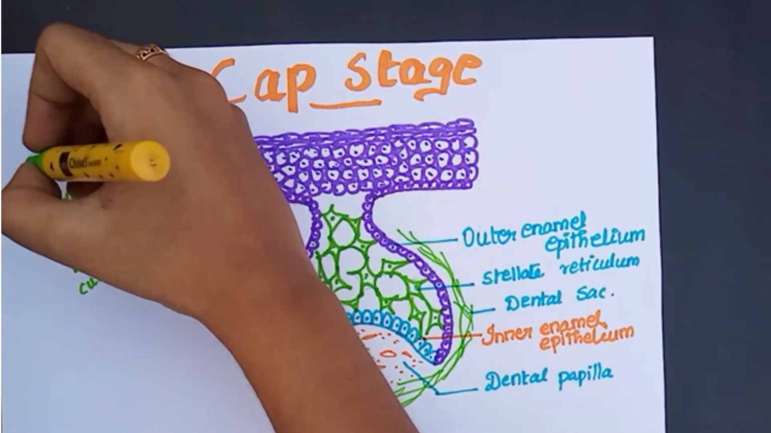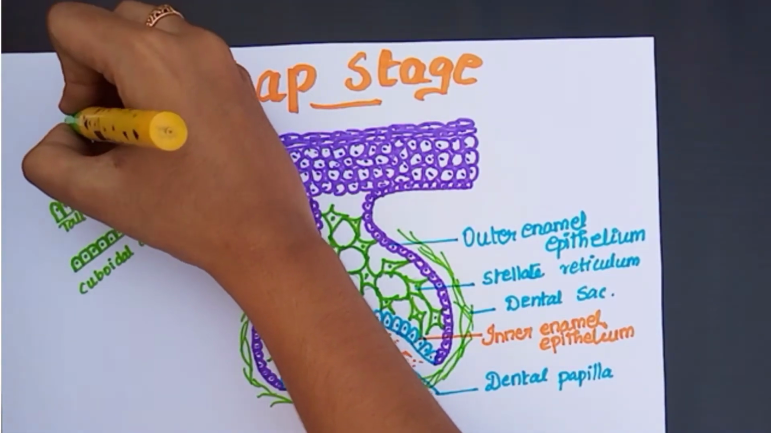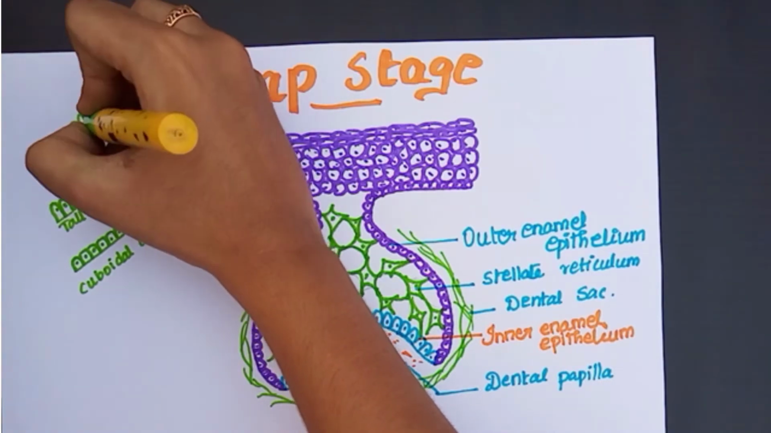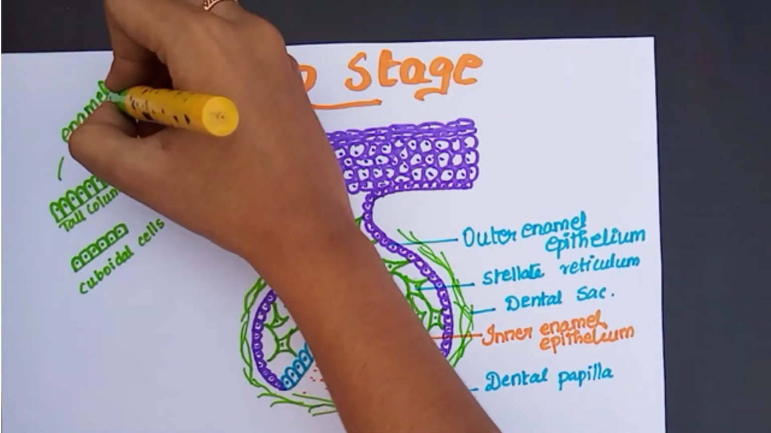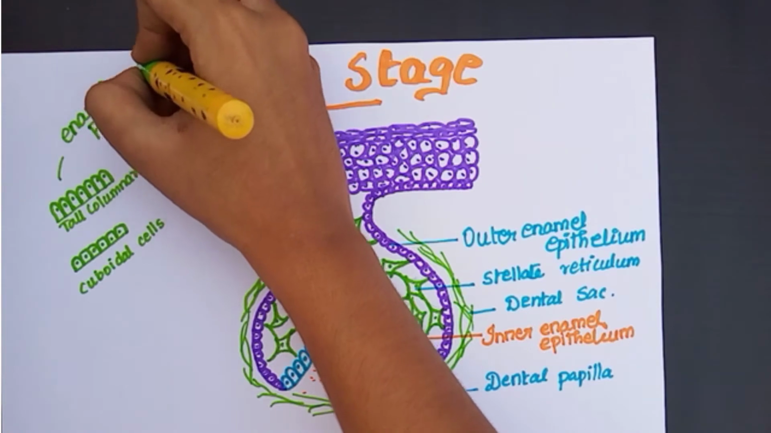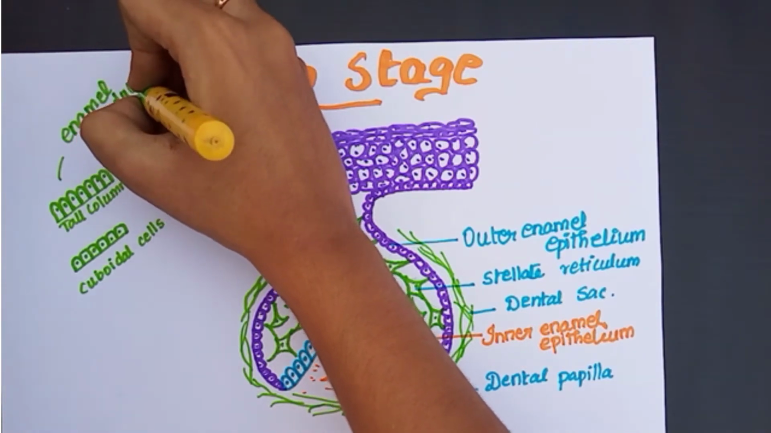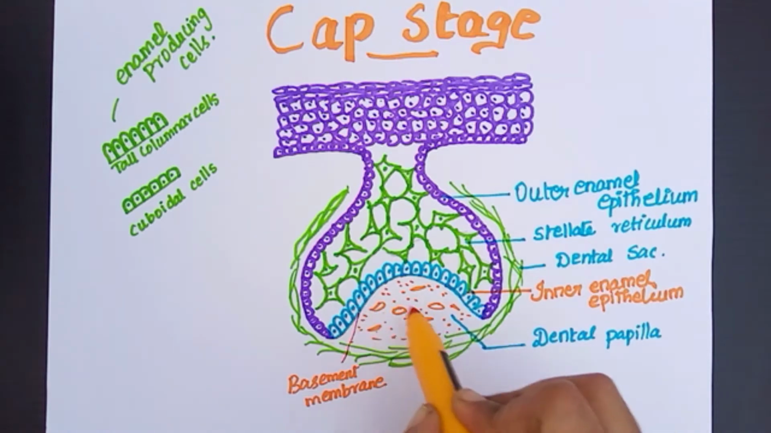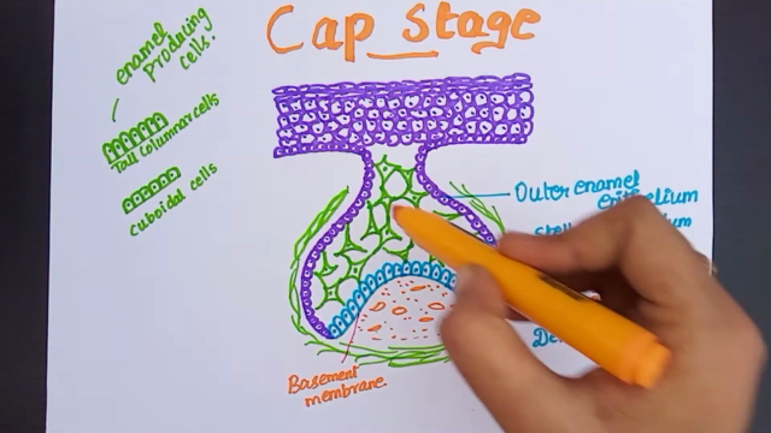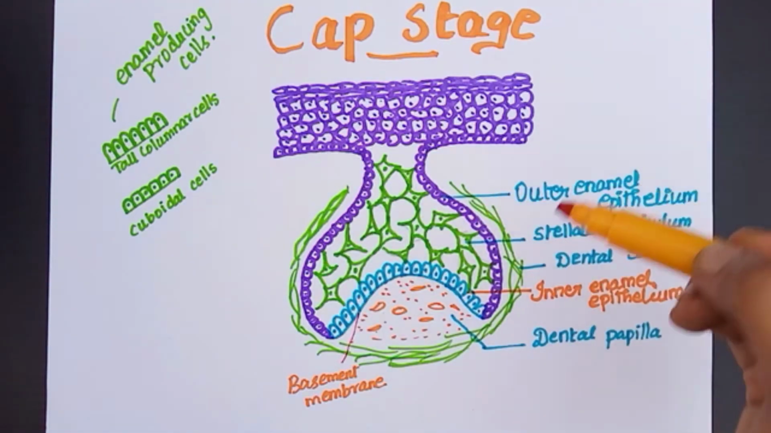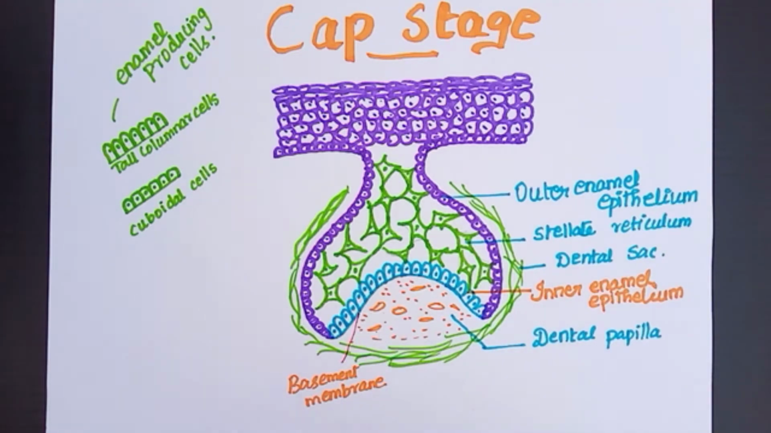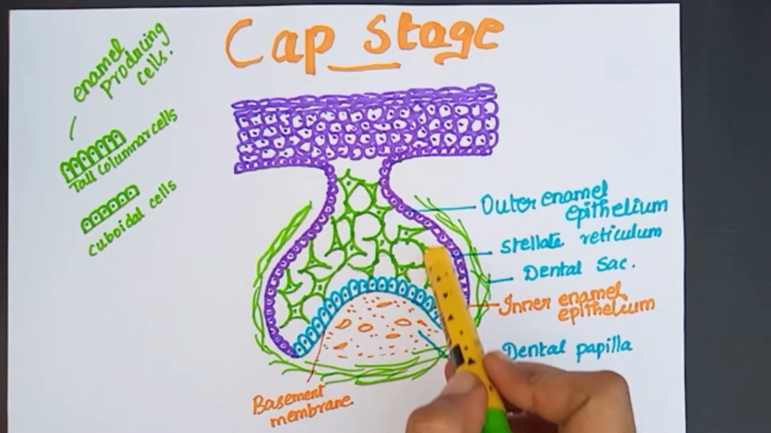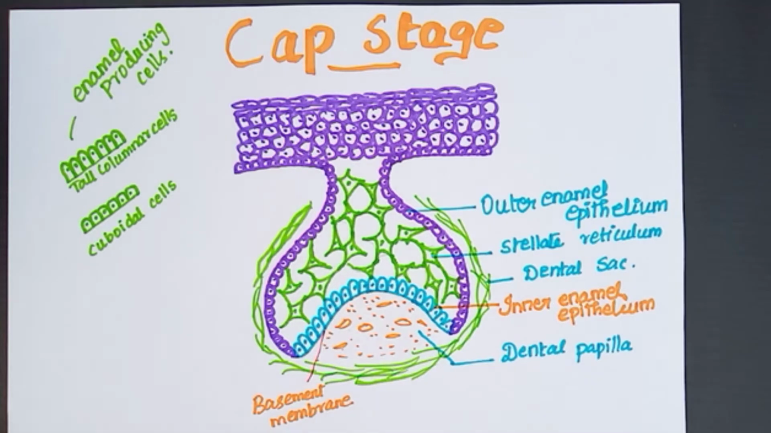And this inner enamel epithelium, that is the tall columnar cells, will further develop into enamel producing cells, that is ameloblast, in the future stages. And the inner enamel epithelium is separated from the dental papilla and the outer enamel epithelium from the dental sac by a membrane called basement membrane. This is called stellate reticulum. Now let's see how the stellate reticulum is formed.